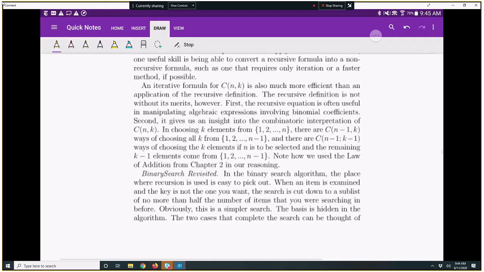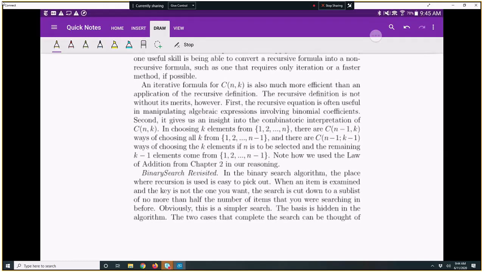So for example, with the binomial coefficient n choose k, choosing k elements from a set 1 up to n, there are n minus 1 choose k ways of choosing k from the first n minus 1 elements, and there are n minus 1 choose k minus 1 ways of choosing the k elements if n is to be selected, and the remaining k minus 1 come from 1 up to n minus 1.